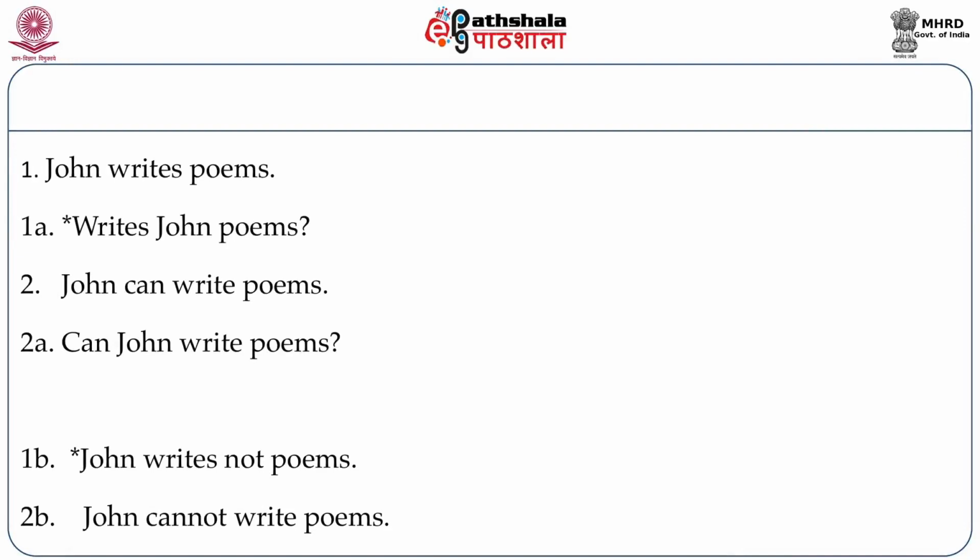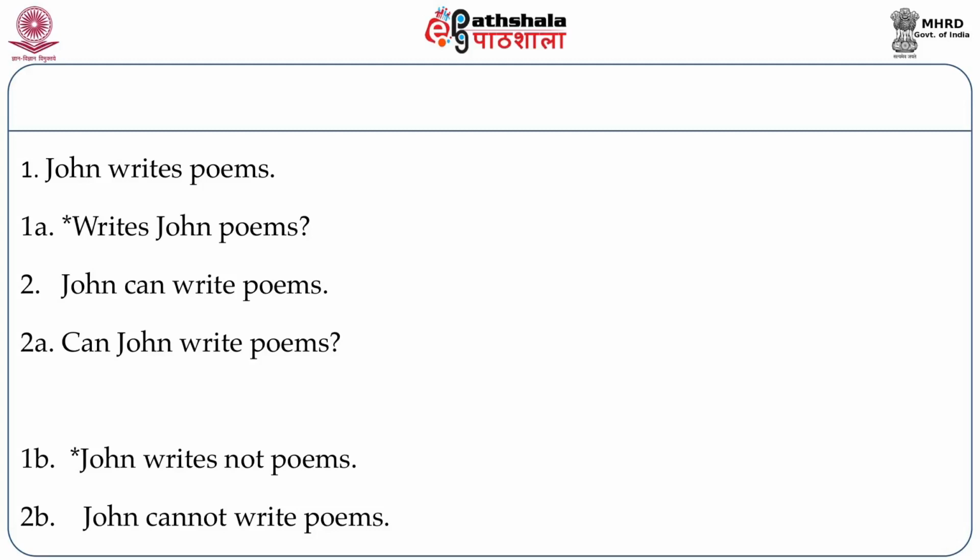Look at 1a and 2 and 2a. John writes poems, but we cannot move writes and make it a question. But John can write poems, we can move can and make it a question. Why is this? This is because here can is an auxiliary verb, but writes is not an auxiliary verb. So only auxiliary verbs can be moved to the sentence initial position, and we can make a yes no question like we have done in 2a.